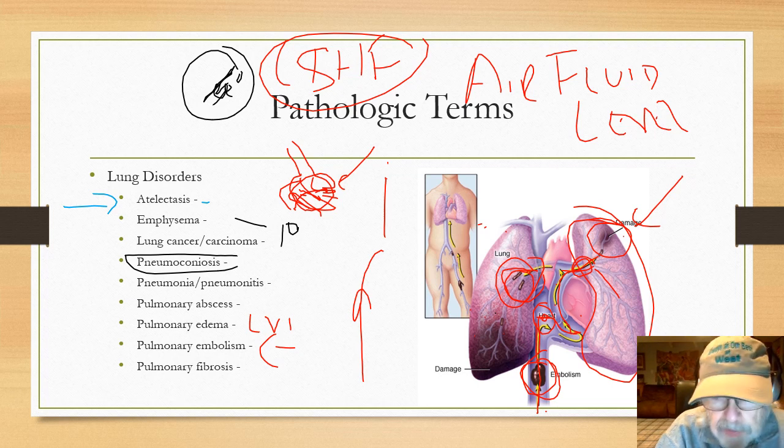This is interesting, okay? And I'm sure that even a lot of people who've taken anatomy and physiology don't recognize this.